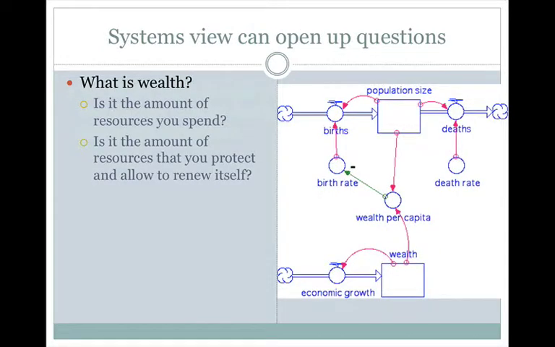Now, one of the good things about using a systems view is that it opens up some of these questions. So for example, the question of sustainability and can we sustain wealth? Well, let's look at a population here of humans. There are births and there are deaths. And the birth rate, what if that's linked to the wealth per capita? More wealthy families actually have fewer children. Poorer families have more children. It's like a negative relationship here.